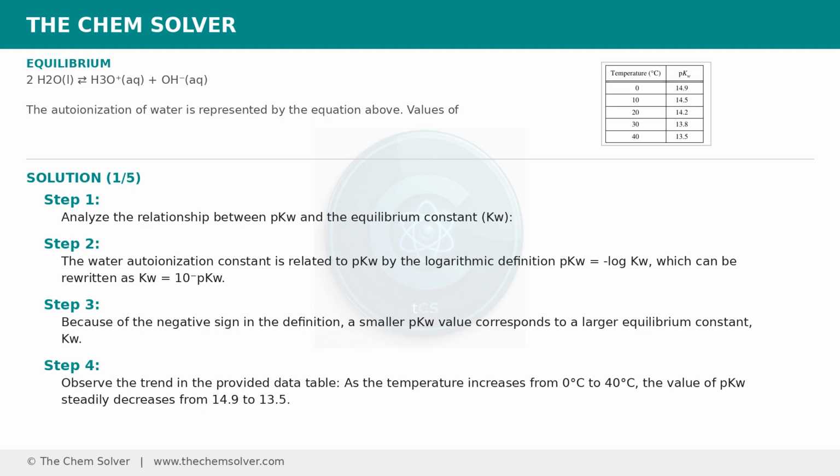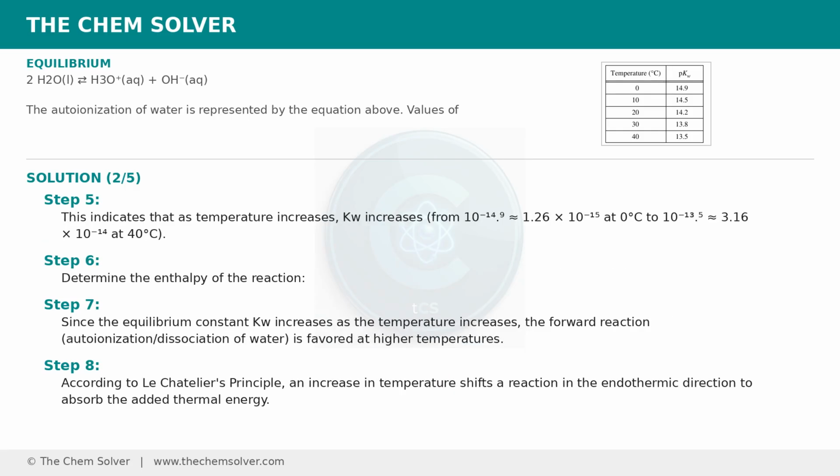Observe the trend in the provided data table. As the temperature increases from 0 degrees Celsius to 40 degrees Celsius, the value of pKw steadily decreases from 14.9 to 13.5. This indicates that as temperature increases, Kw increases from 10 to the power minus 14.9, approximately 1.26 times 10 to the power minus 15 at 0 degrees Celsius, to 10 to the power minus 13.5, approximately 3.16 times 10 to the power minus 14 at 40 degrees Celsius.